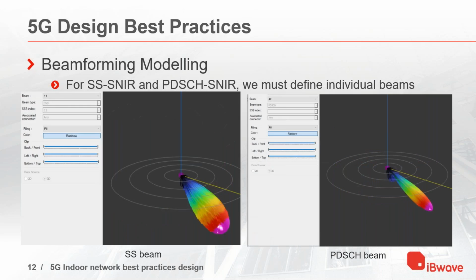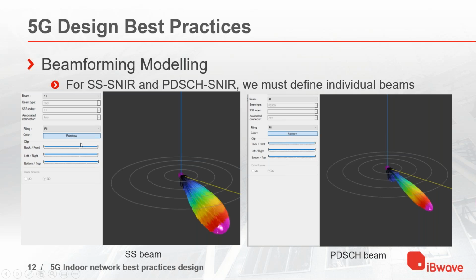But if you want more than that, for example SINR, which is signal to interference and noise ratio, or PDSCH SINR, which is important if you want to calculate your maximum achievable data rate, then you need to define individual beams. You are not happy only with the envelope, you need to define individual beams.